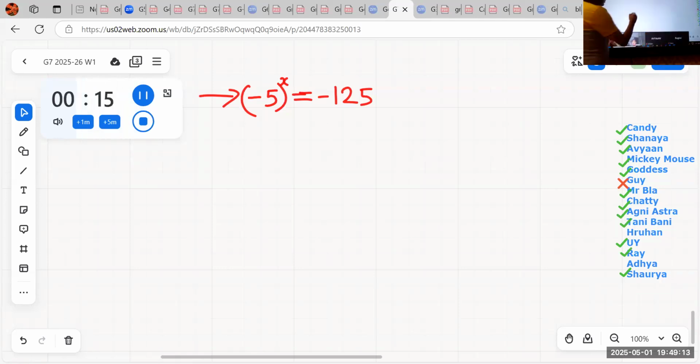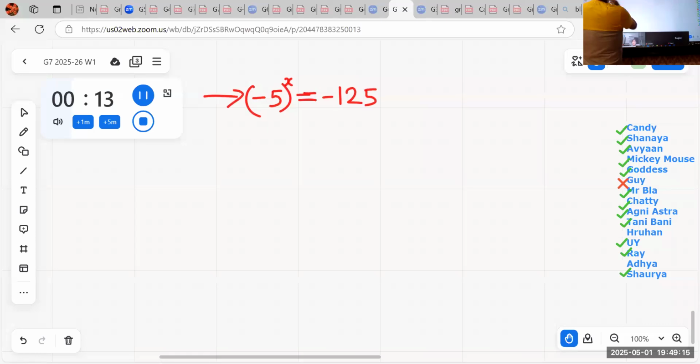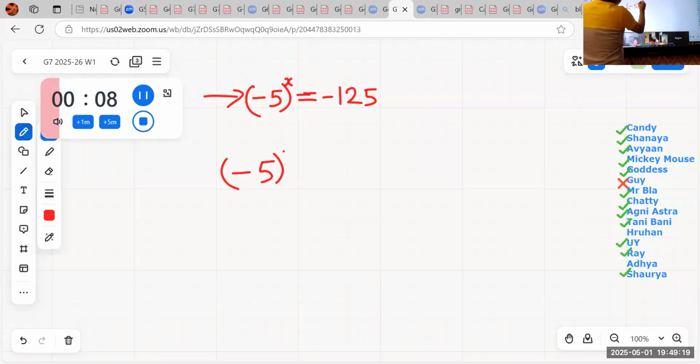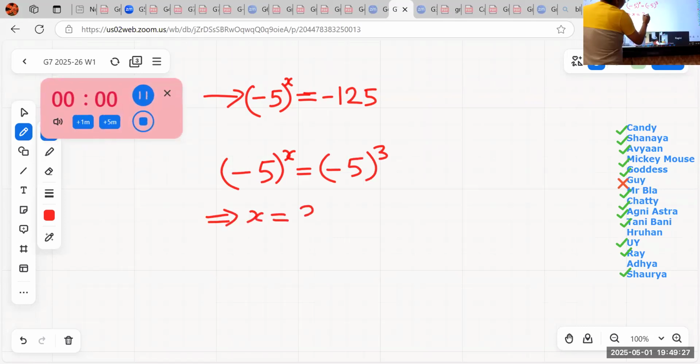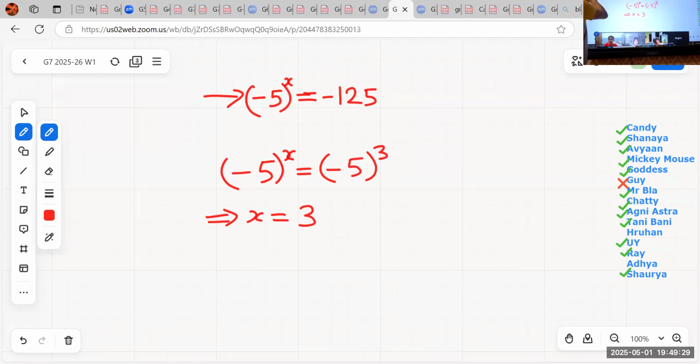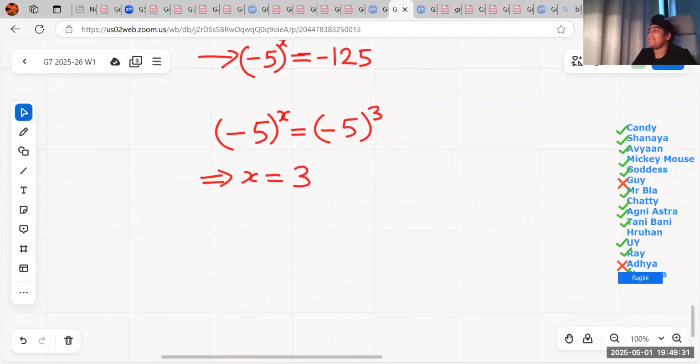Mr. Cow, so this will be what? Minus 5 raised to the power x will be equal to minus 5 raised to the power 3. So which implies x is equal to 3. Understood? Mistakes happen when you click the wrong number.